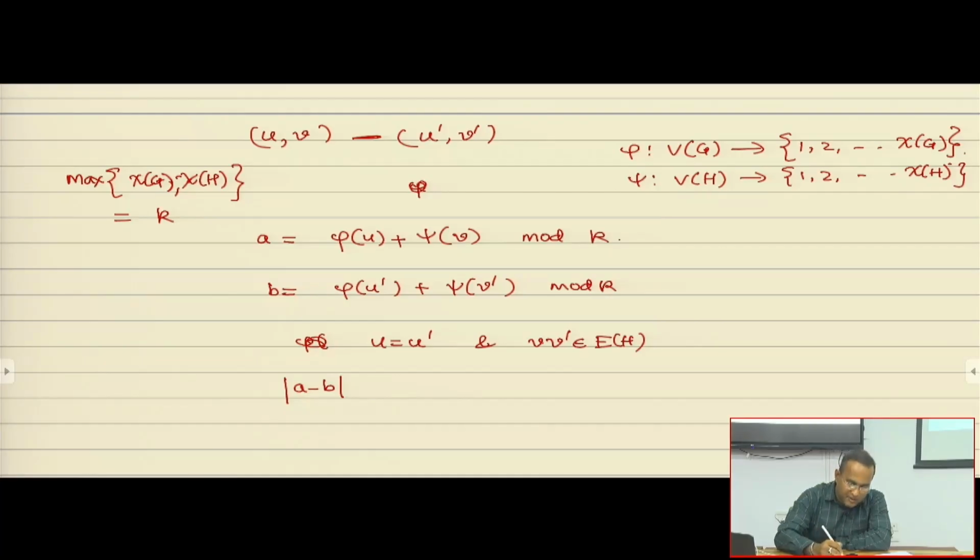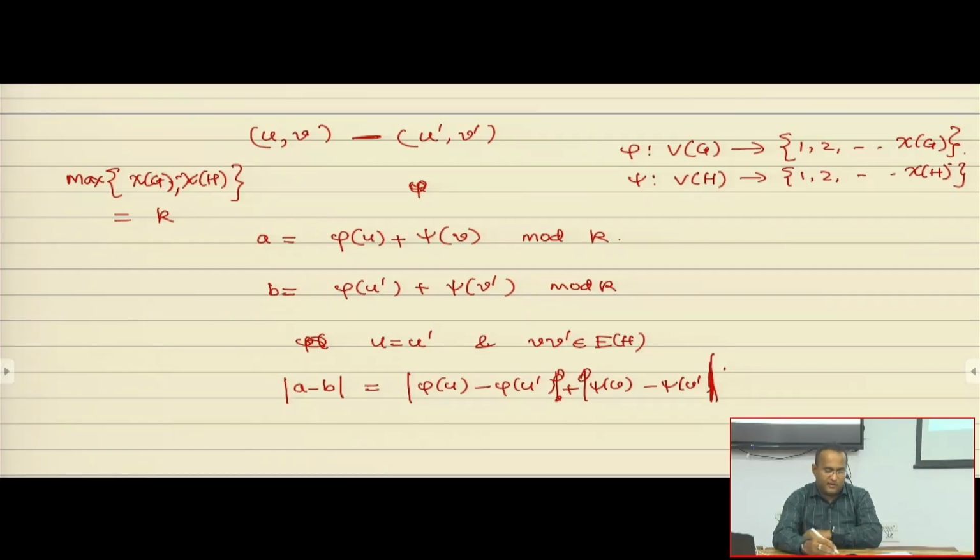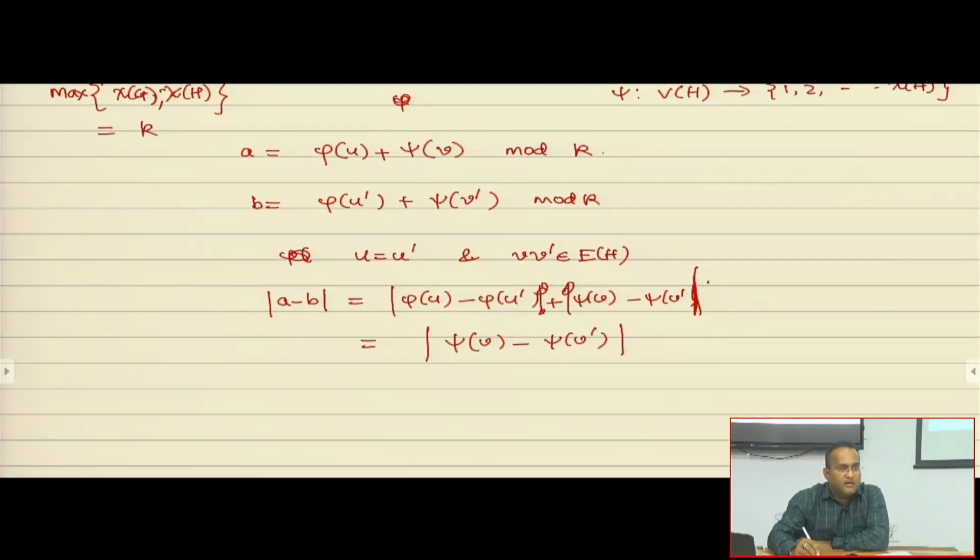A minus b will be what? If you just take phi of u minus phi of u dash plus psi of v minus psi of v dash, right? Then the total thing is nothing but psi of v minus psi of v dash, right? And we are taking with respect to maximum.